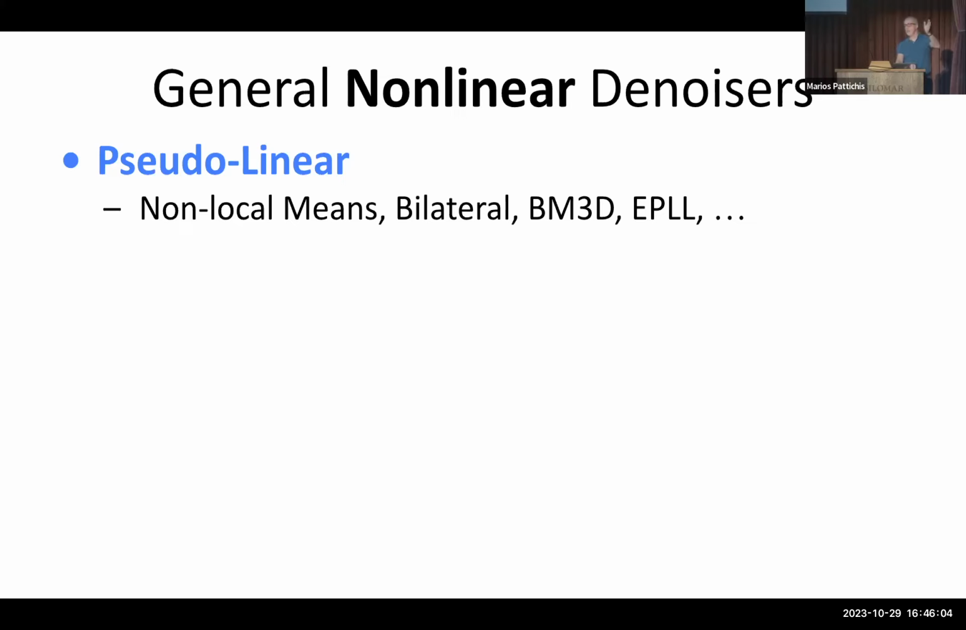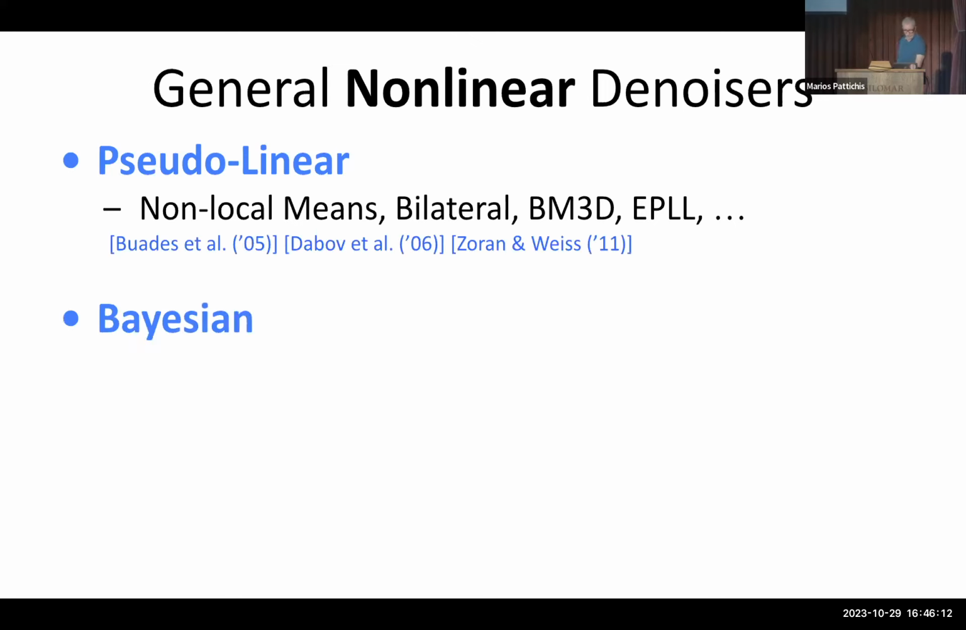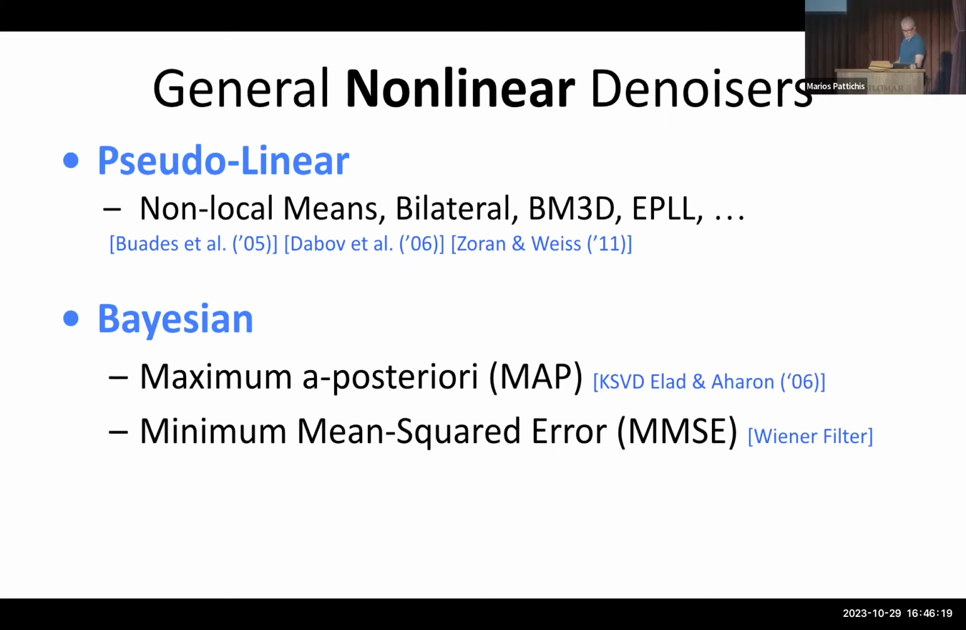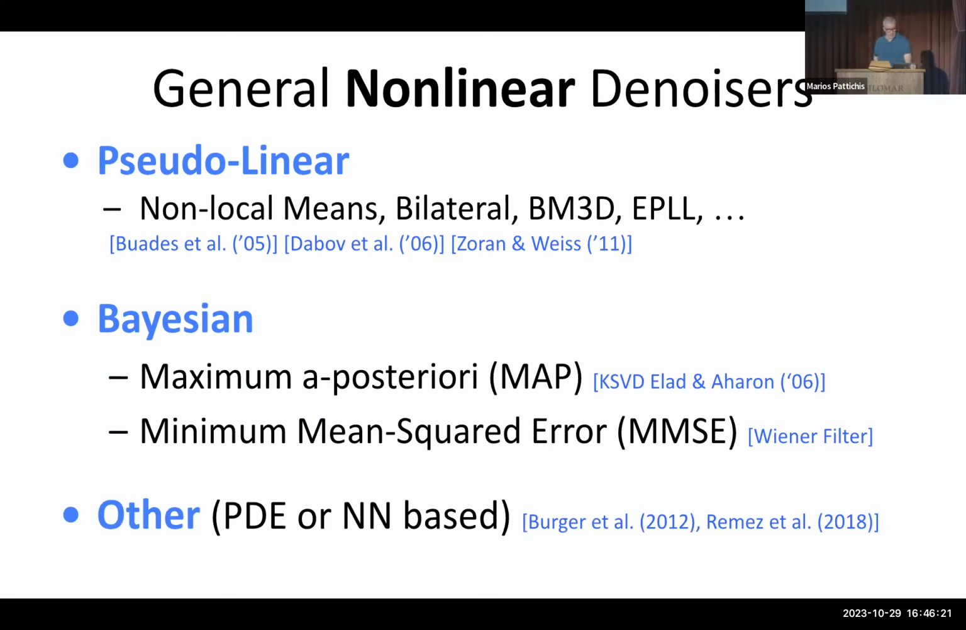And many filters that have become super popular over the years, things like non-local means, bilateral, BM3D, et cetera, fall into this category. Then, of course, there's the standard Bayesian approaches like maximum a posteriori, minimum mean squared error. I'll talk a little bit about those in a few minutes. And then there are other types of approaches like PDE-based methods or neural network approaches.